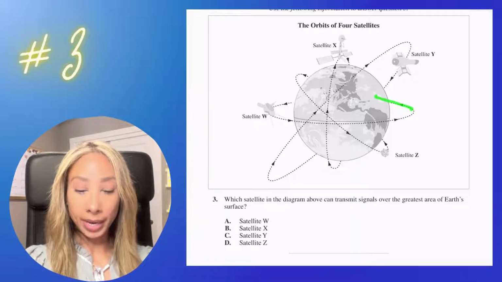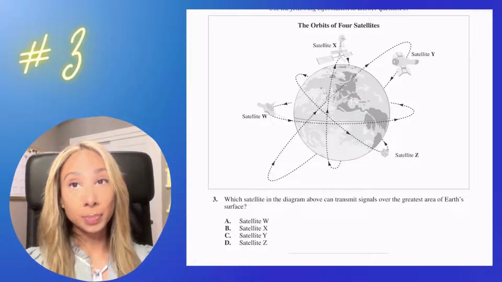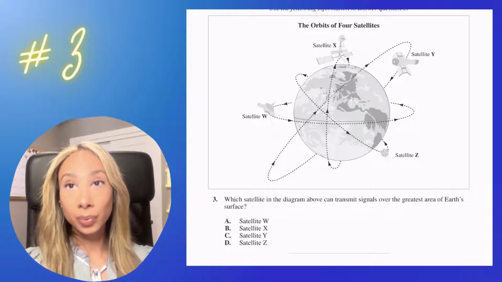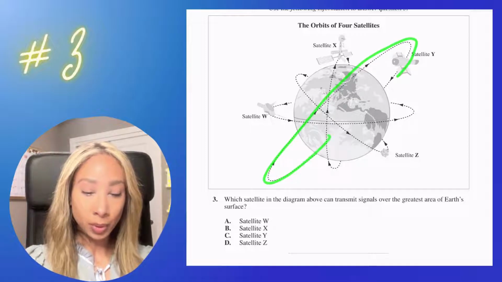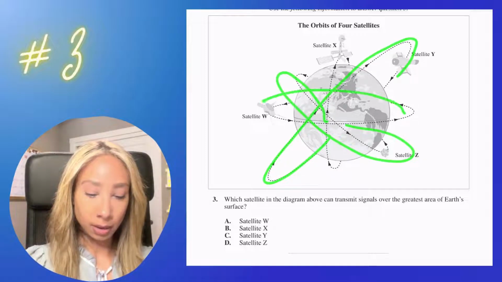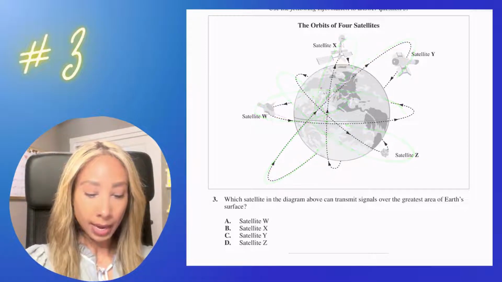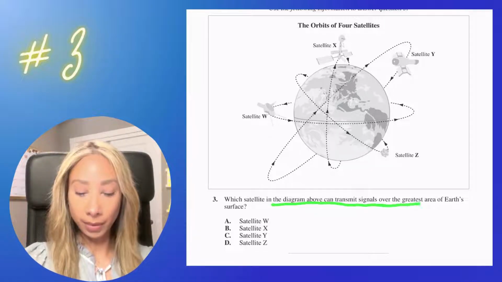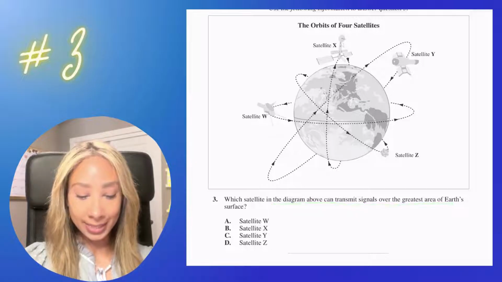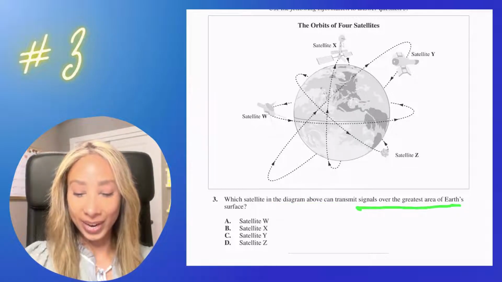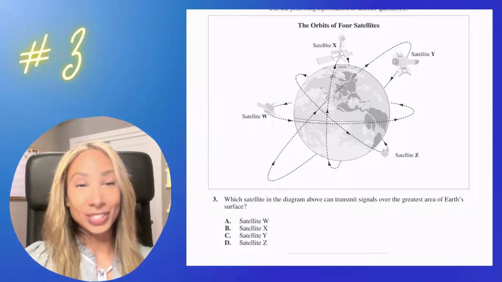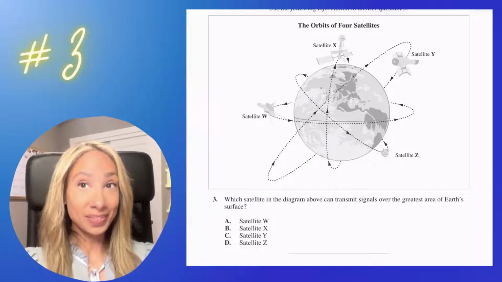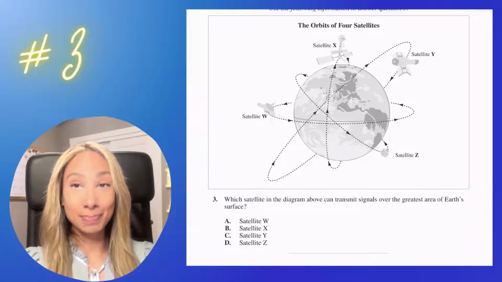It's going to get caught in Earth's orbit, and then it's going to have a specific direction in order to relay information back to us. So we've got multiple satellites that are moving through here. And our job is we want to know which satellite in the diagram above can signal the greatest distance, can signal over the greatest area of Earth's surface.